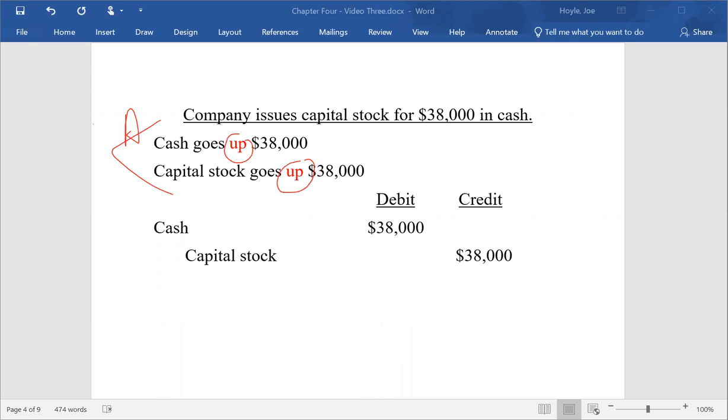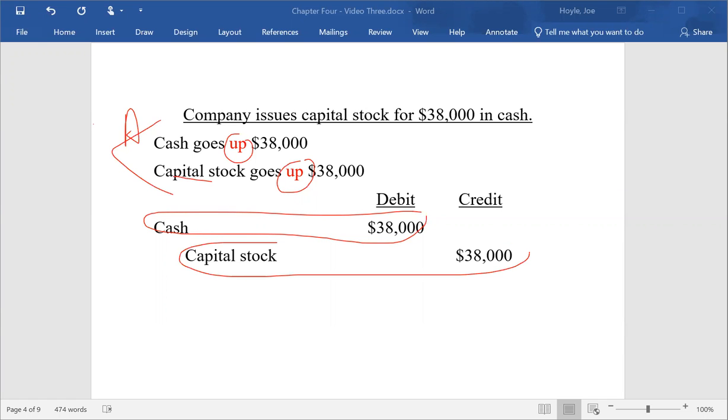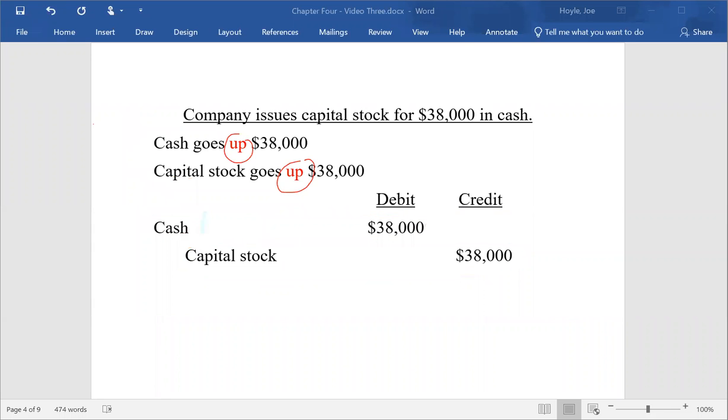That's what happens. Cash is an asset. An asset increases with a debit. So you make a cash entry here of $38,000 as a debit. Capital stock is a source of this asset. So therefore, it will go up as a credit. This is how a company would take the transaction, analyze that transaction, and then record that transaction here in what we refer to as a journal entry. That was the way it was done for hundreds of years all around the world, and in some places still is. So therefore, you should be able to learn how to do this.